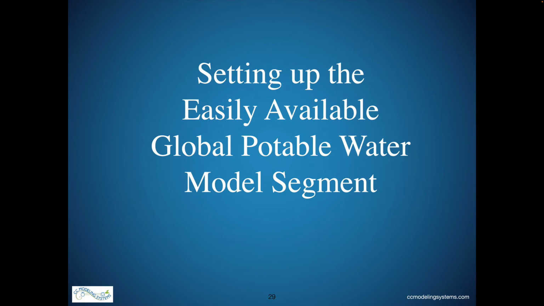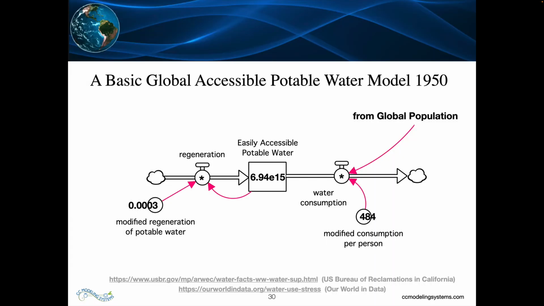The lesson could terminate with the information described in the previous slide, or the teacher could decide to demonstrate a potential addition to the model, the change in easily accessible global potable water over time. Here, the one stock added is easily accessible potable water. It is increased by regeneration and decreased by consumption. On the consumption side, the global population is consuming the water.